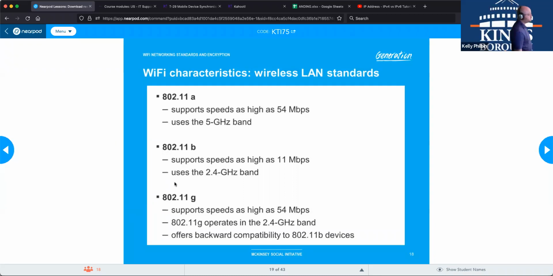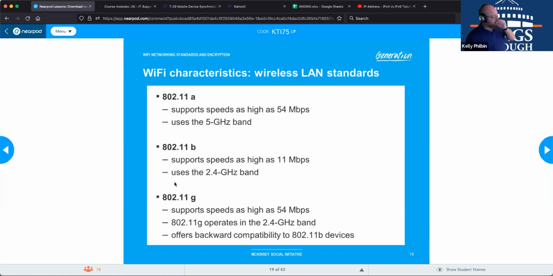802.11g. They finally caught up to 802.11a. It gets the speeds back up to 54 megabits per second, operates off of the 2.4 gigahertz bandwidth, just like B, and it offered backwards compatibility. So G networks would work with B devices. If you had those really expensive Bluetooth headsets when they first came out, you could still use them on an 802.11g network. So it was backwards compatible with the 802.11b devices.